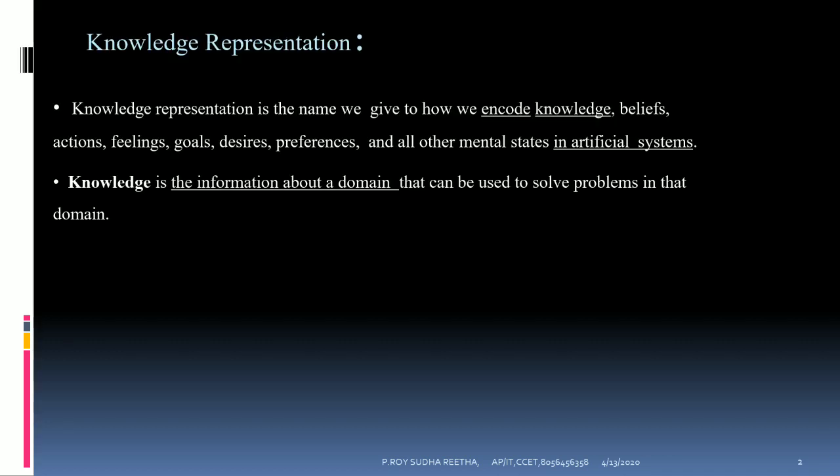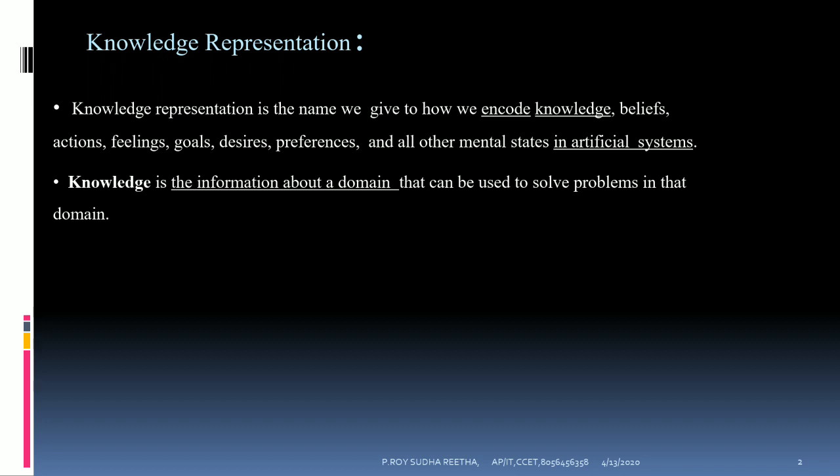In the first slide, we are going to see what is meant by knowledge and what is the use of representing the knowledge. As we all know, knowledge is basically information about the domain, the domain we are going to implement in artificial intelligence and in computational intelligence. We withdraw the information, and the process of withdrawing the information is known as knowledge. What is meant by knowledge representation? Knowledge representation is nothing but how we can encode knowledge, beliefs, goals, desires, preferences, and all mental states in artificial systems.